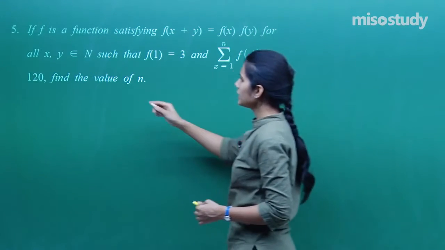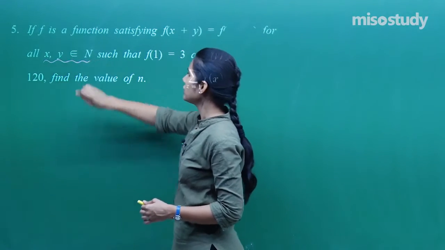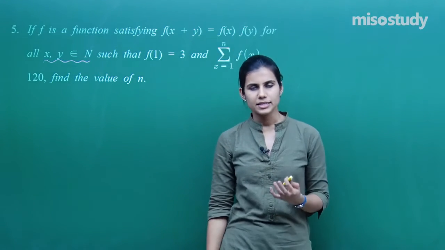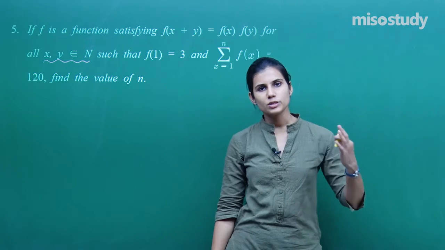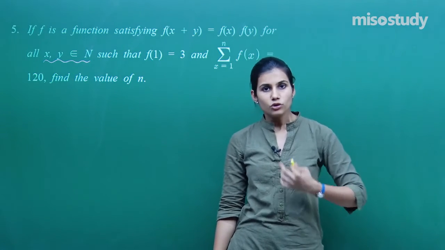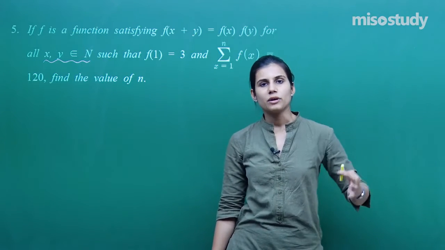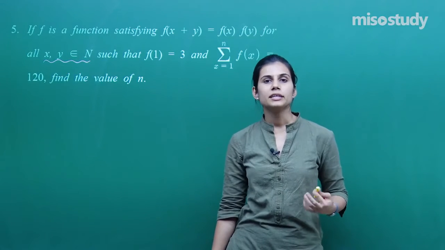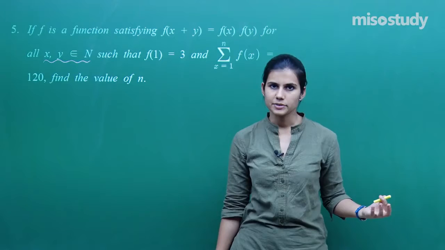Please get this very clear that x and y are coming from natural numbers. You pick up any natural number, what is the feature? Suppose 7 I pick up as a natural number, 7 can be written as 1 plus 1 plus 1, 7 times. 21 can be written as 1 plus 1 plus 1, 21 times. If x is a natural number, it can be written as 1 plus 1 plus 1, x times, right?